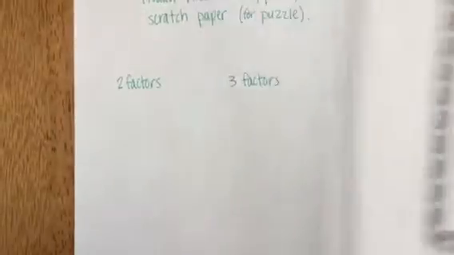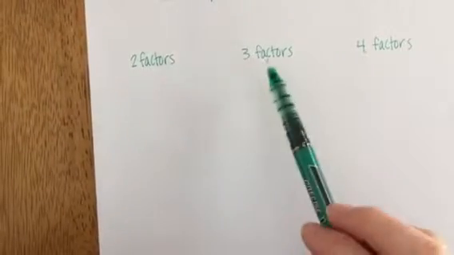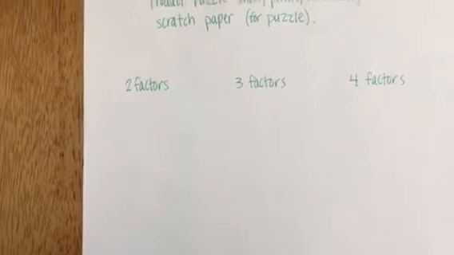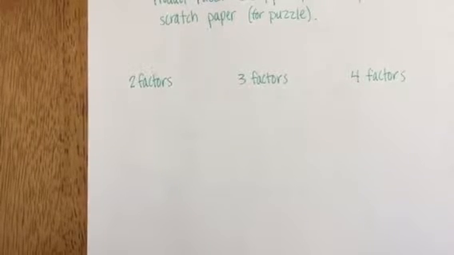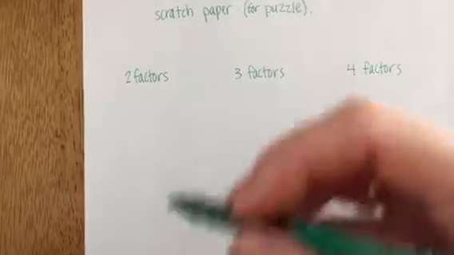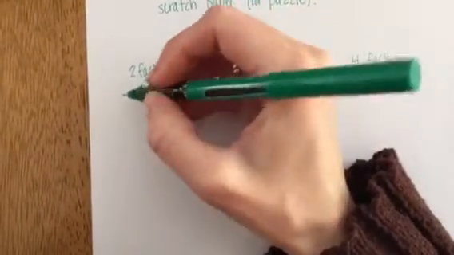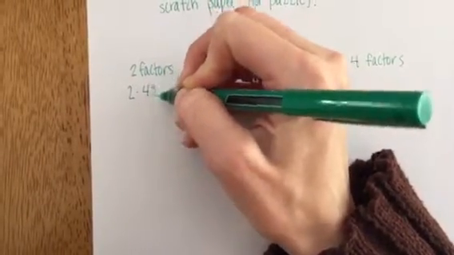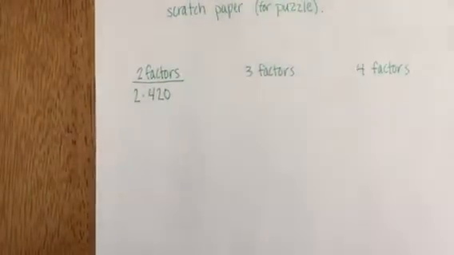Now comes my scrap paper. I have a paper here that has 2 factors, 3 factors, 4 factors. You'll want to even add 5 factors, 6 factors, maybe even 7, because you don't know how long the longest factor string of 840 is right now at this point. This is to help you keep your factor strings organized. So the one that I just found was 2 times 420. It has 2 factors in it, so I'm going to put it under the 2 factor column.